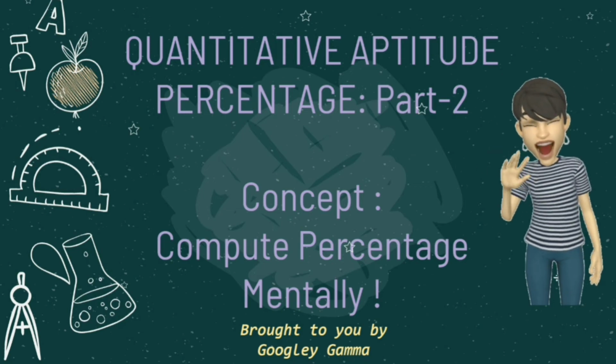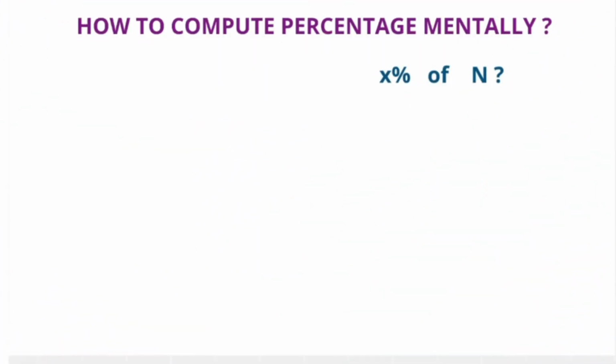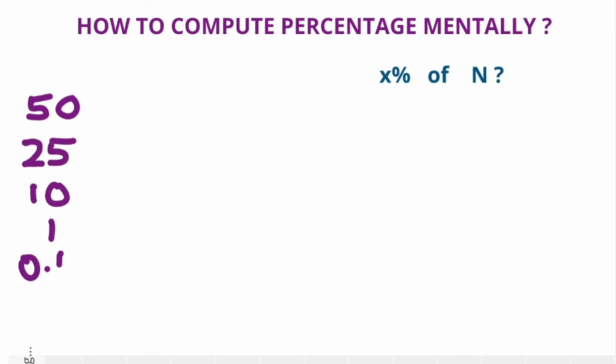So, first of all, to compute any percentage value, say x% of n mentally, all you need is to find out some basic anchor percentages like 50, 25, 10, 1, 0.1 and 5. So these are our anchor points. Why? I'll tell you soon. Let us take n equal to 400 and calculate each of them mentally.